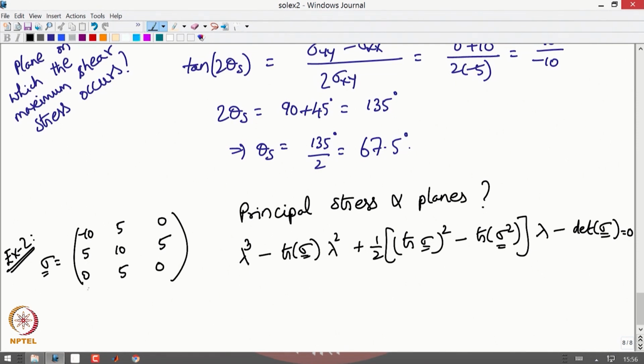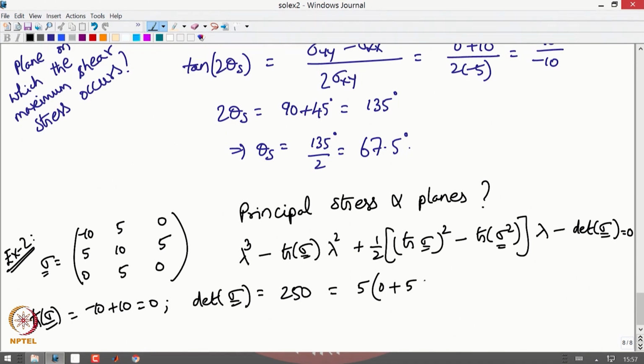Okay. From this stress tensor you find the trace of sigma is minus 10 plus 10, which is 0, and similarly you can find determinant of sigma to be 250, which will be nothing but 5 into 0 plus 5 into 10. Okay. Expanding about the third row, second column as a pivot element, because that is the only non-zero element in that row. So, that will be 250.